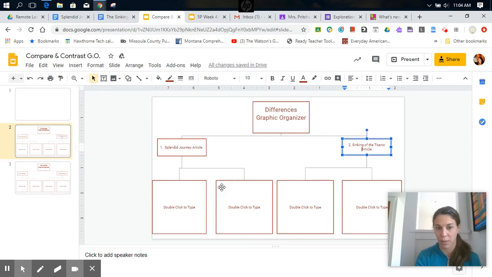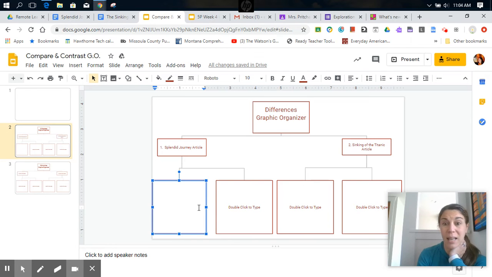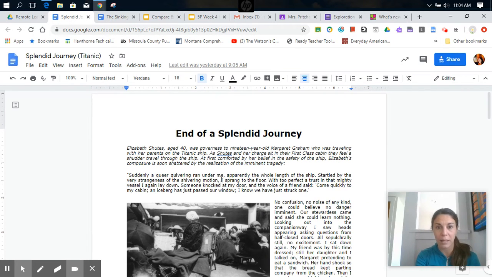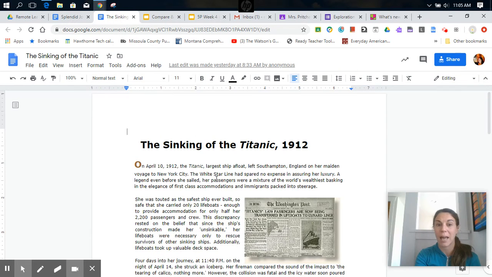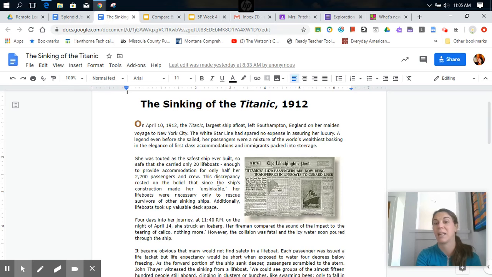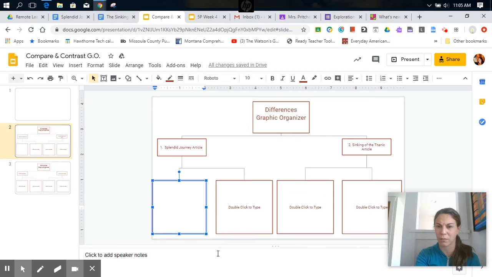And then down here, I kind of have four boxes, and this is differences between them. So then you're just going to kind of double click. And again, you're just going to type out differences. Now, because I have room, you guys can put more than just one word or a bullet, right? So I would go back in these texts and I would try to think what was a difference between those two articles. So I might have to go back and reread, okay, End of a Splendid Journey. Okay, I know that that was about Elizabeth Shute's kind of experience on the Titanic. And then I probably need to go back and read The Sinking of the Titanic as well. But if somebody was going to give me a difference, what could I put in there for a difference?